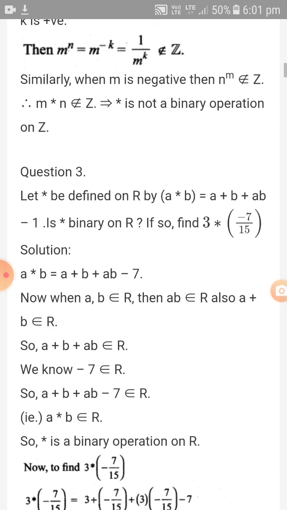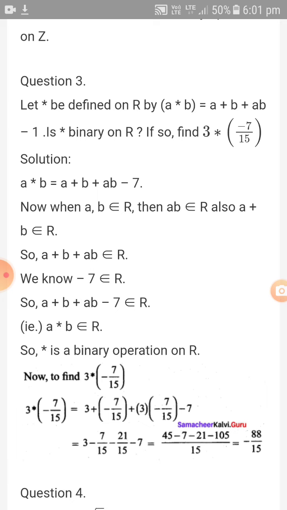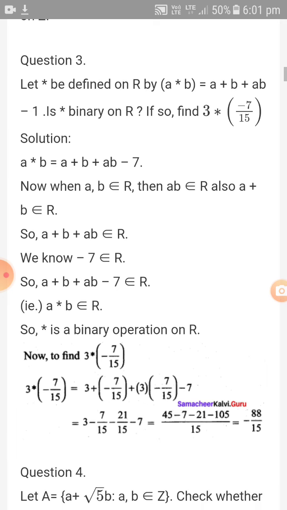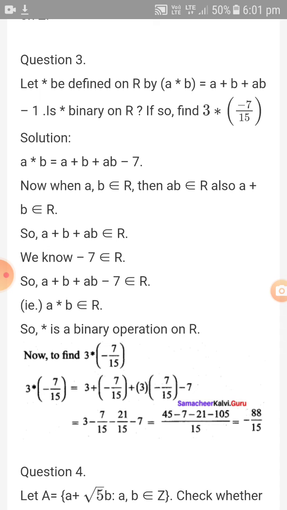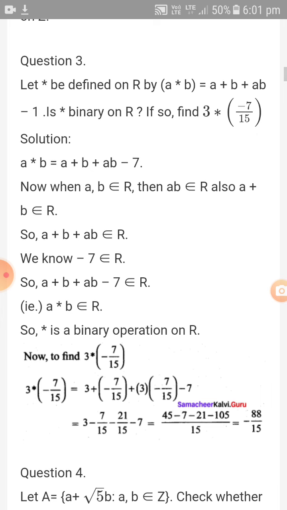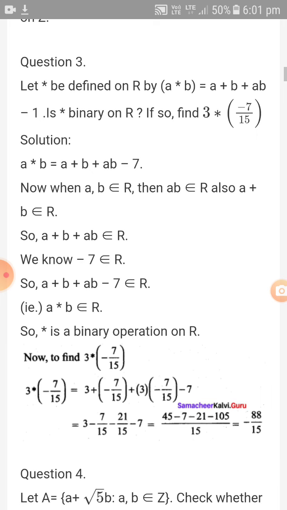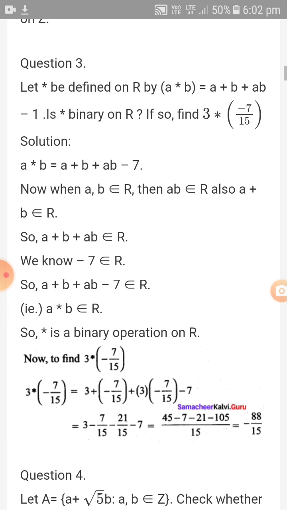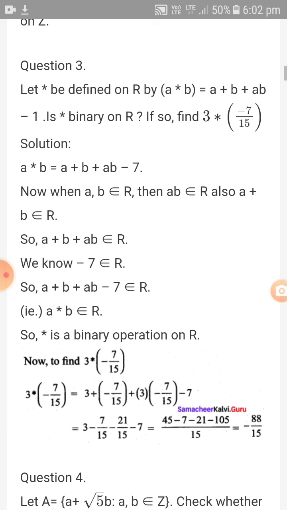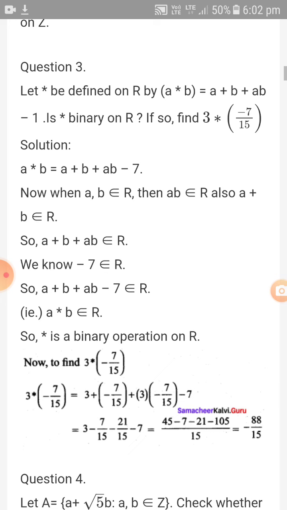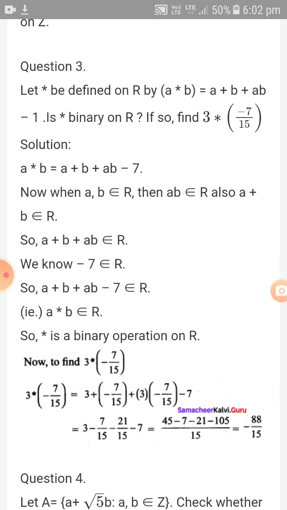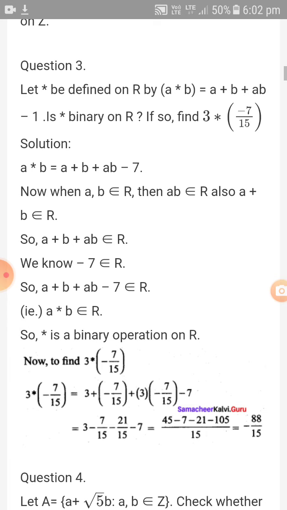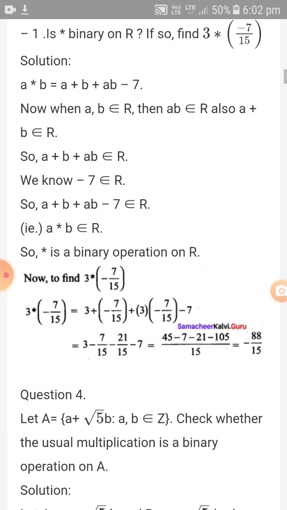Now question number 3 we are going to see. Let star be defined on R by a star b is equal to a plus b plus ab minus 7. Is star a binary operation on R? If so, find 3 star minus 7 by 15. See the given solution: a star b is equal to a plus b plus ab minus 7. Here a, b belongs to the real numbers also, so a plus b plus ab belongs to the real numbers. We know that minus 7 belongs to real. So a plus b plus ab minus 7 belongs to real. So star is a binary operation on R.